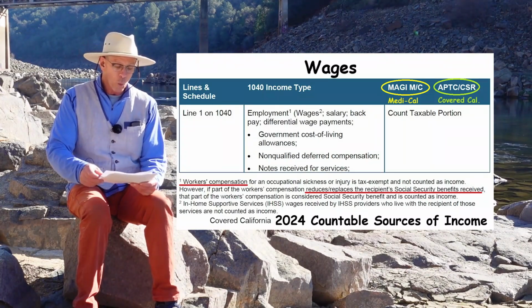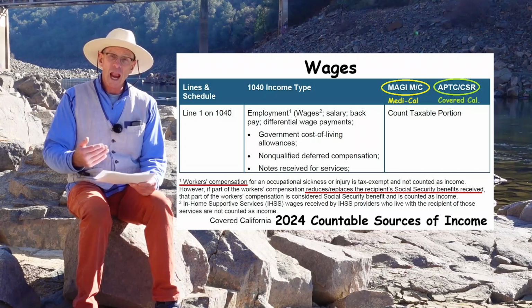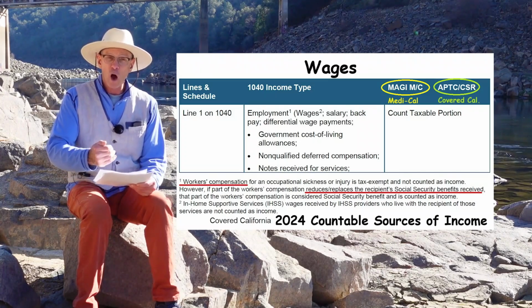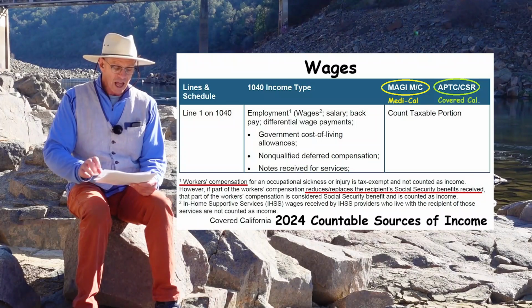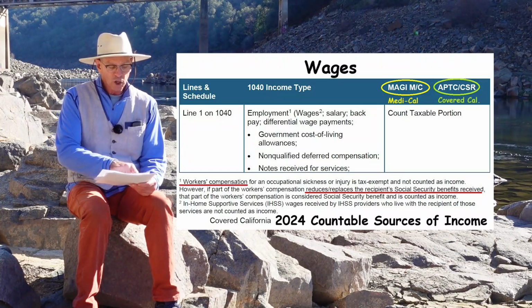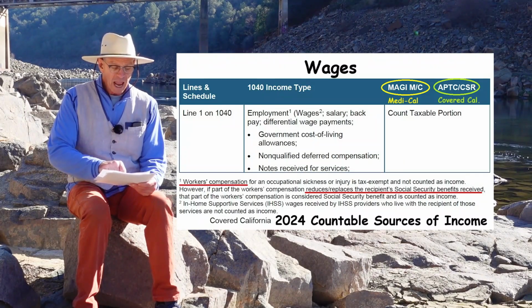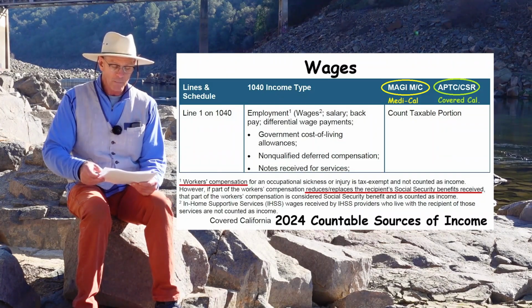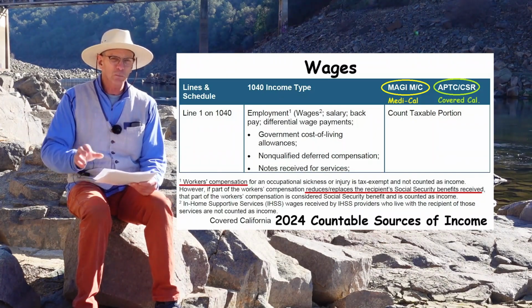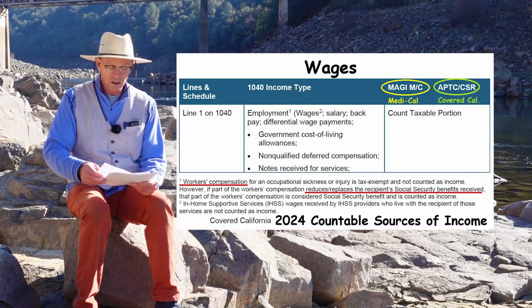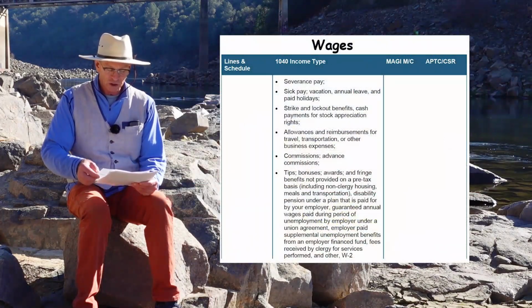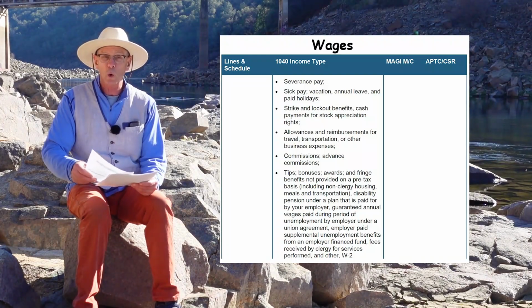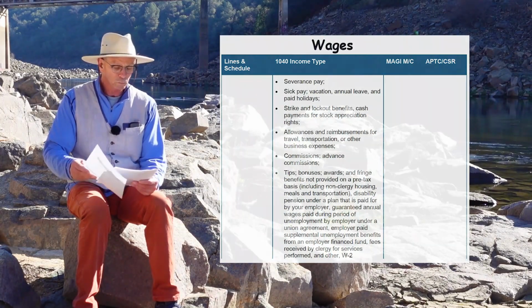Obviously, wages is a primary component of your income, especially if you get a W-2. Then there are some notes where they talk about workers' compensation, and if it's part of the work, it reduces or replaces the recipient's Social Security benefits. So there can be some little tweaks on there, and you need to read the fine print. Also included are severance pay, commissions, allowances, tips, awards, and bonuses that you receive from work.